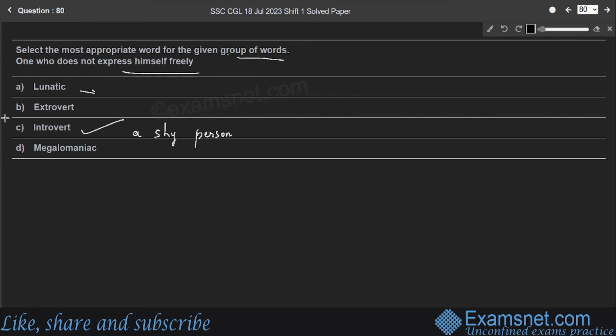Whereas the remaining options are lunatic. Lunatic person means a person who is mentally ill, right? So extrovert person means an outgoing person, right? Socially confident person is called extrovert. An outgoing person or socially confident person.